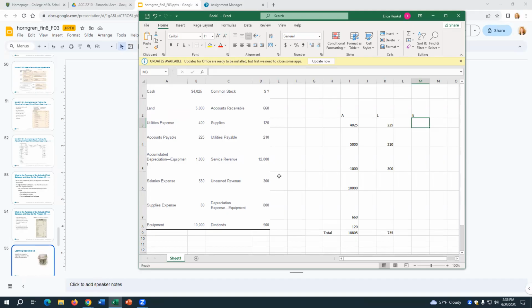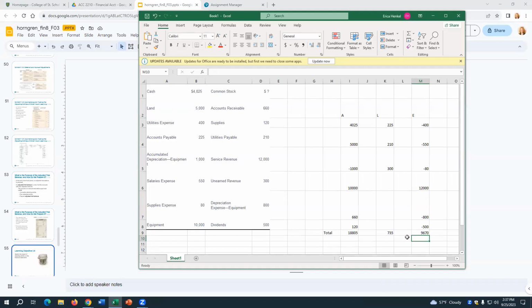So if I have expenses of 400 and minus 80, and then I've got utilities, I already did that, service revenue, and unearned revenue is in the other, depreciation, and I've got minus 500. So everything that's a debit here, I have listed as a negative, since liabilities, I have everything listed positively. So let's go ahead and look at this.